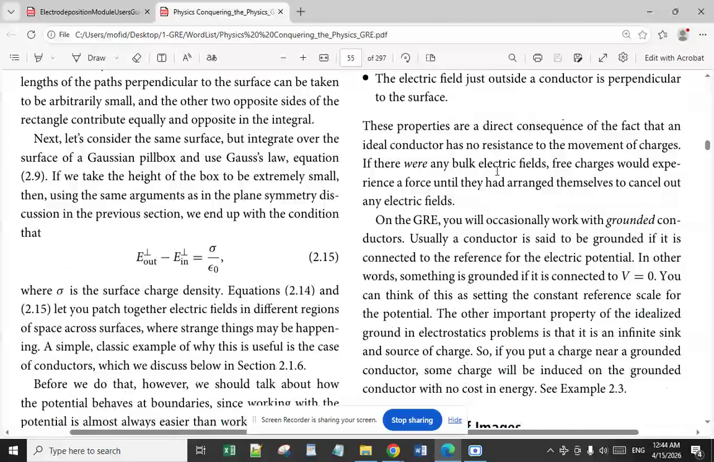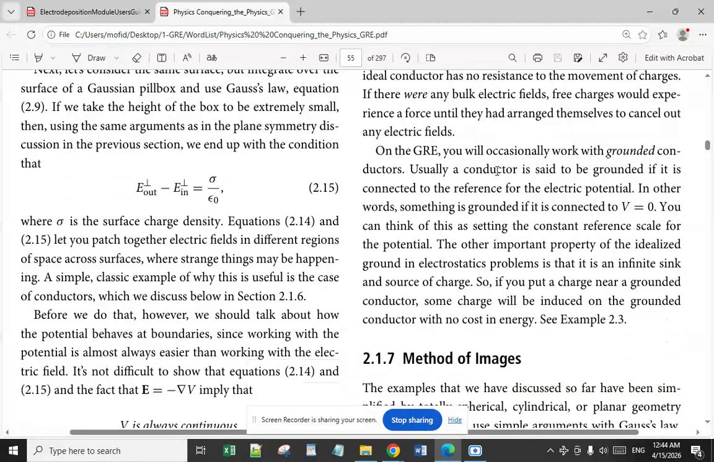These properties are a direct consequence of the fact that an ideal conductor has no resistance to the movement of charge. If there were any bulk electric fields, free charges would experience a force until they had arranged themselves to cancel out any electric field.